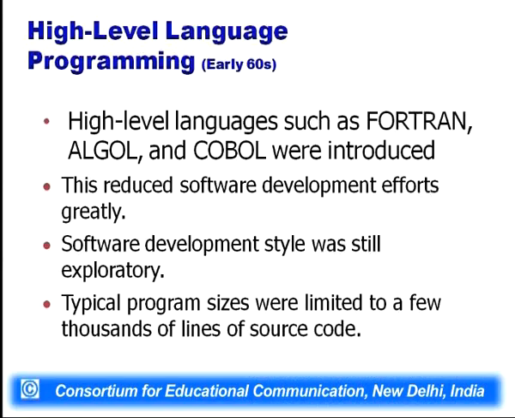After this, what came in was the high level programming, that is in the early 1960s. So, high level languages like Fortran, Algol, COBOL, these were more English like languages, therefore, these were known as high level languages, because the commands in these languages were actually English words, and they reduced the development efforts greatly, because people now used the same language to talk to the computer as they were using themselves. So, this software development style still remained exploratory, because people used to make different types of commands and statements, and then they used to run and see.